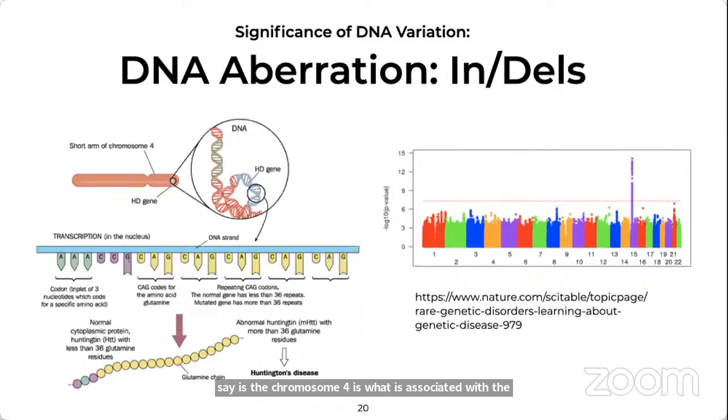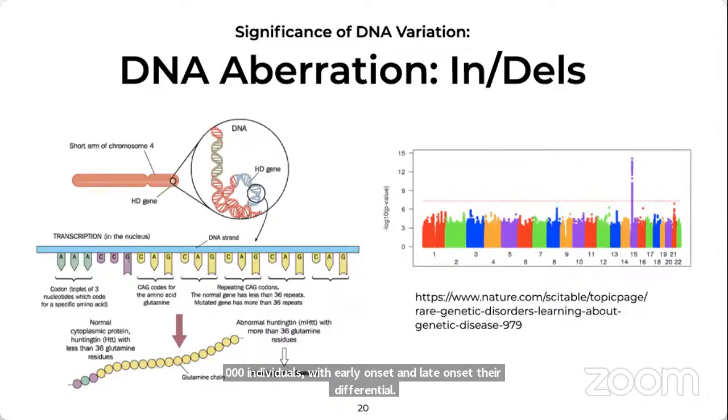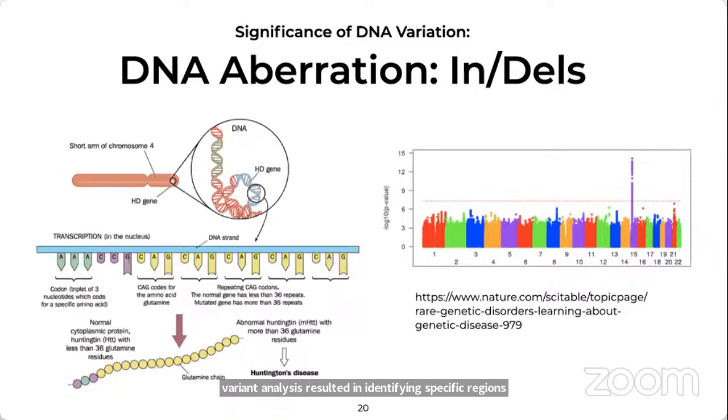But when they performed this targeted sequencing effort in these 1,000 individuals with early onset and late onset, their differential variant analysis resulted in identifying specific regions of chromosome 15 that had a higher number of copy number variations, or a higher number of copy number aberrations. And those who contain this higher number of copy number aberrations in chromosome 15 are associated with the slower development of Huntington disease.